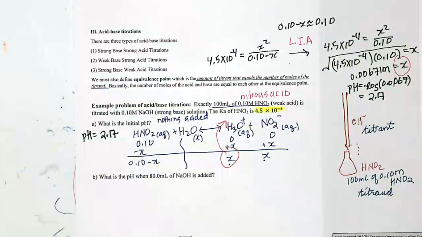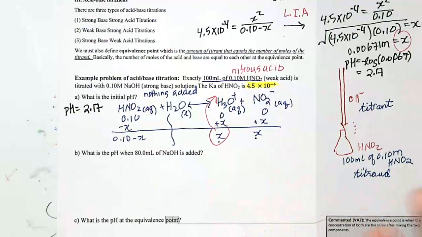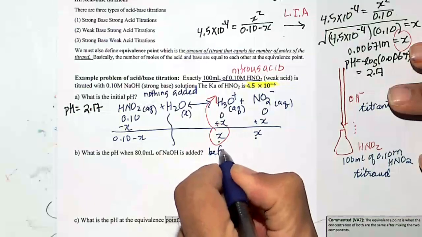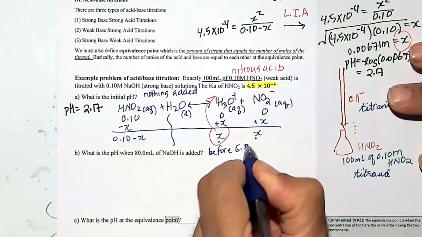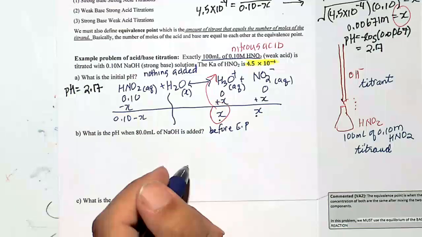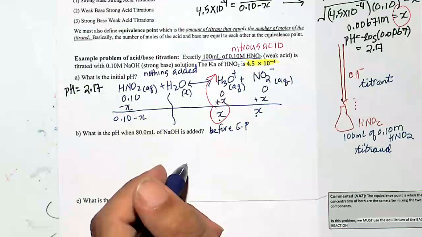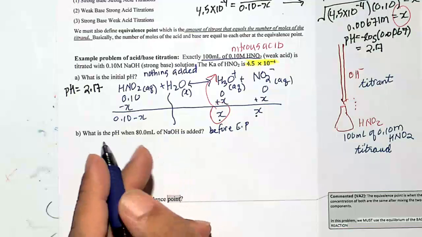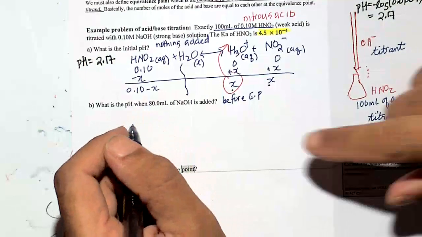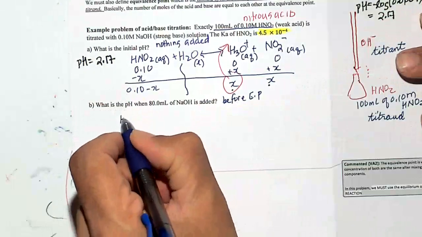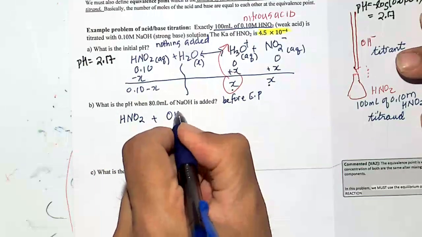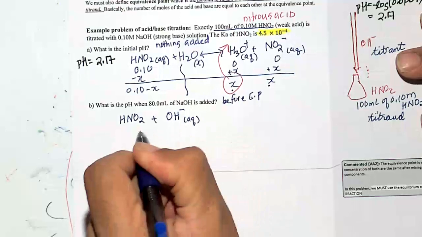Alright, what is part B now? We're starting our titration, and this is before the equivalence point. Now we add 80 milliliters of NaOH. So what did we say NaOH was? Was it a weak base or a strong base? It's a strong base. So the first thing is we have to write our reaction. The minute you add NaOH, this is what happens. This is the reaction.